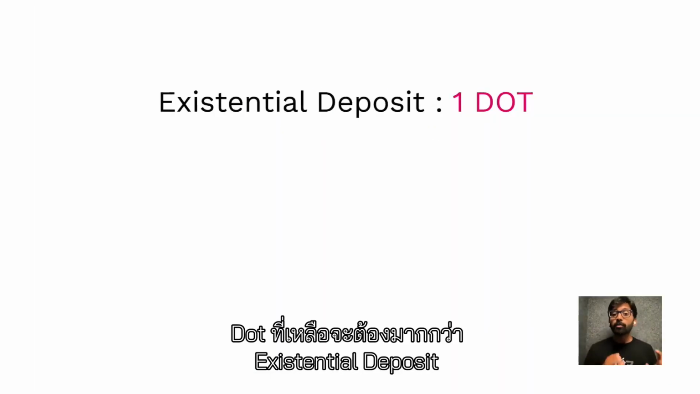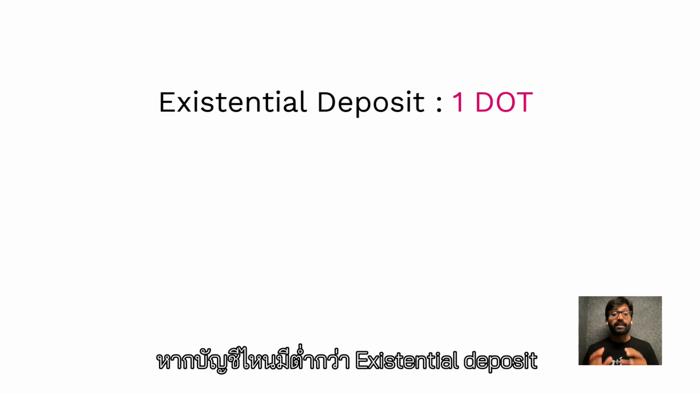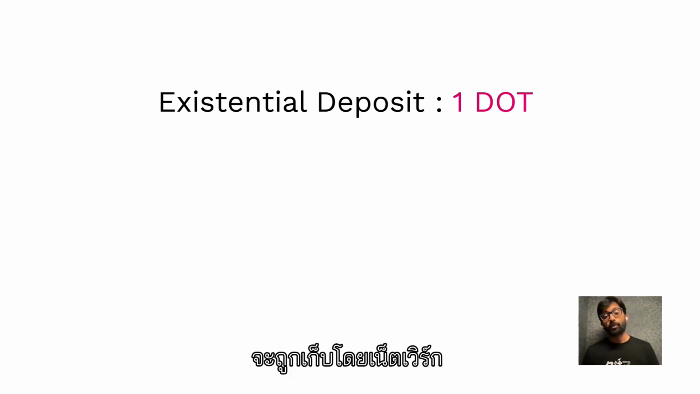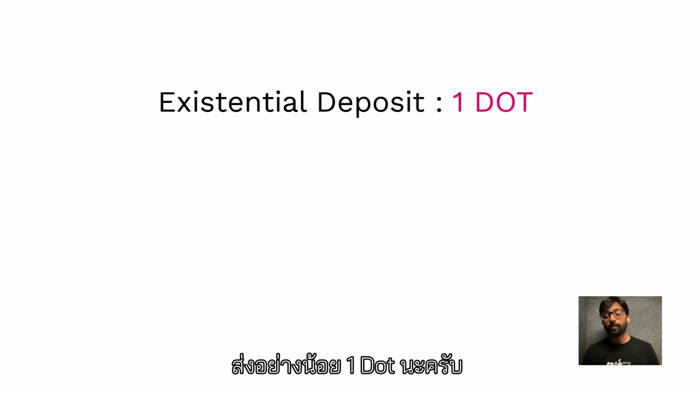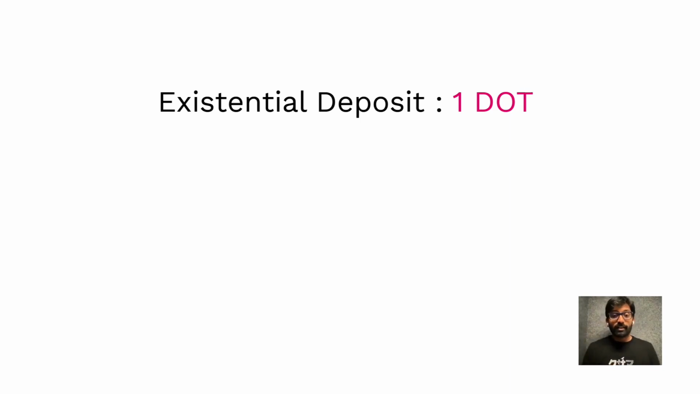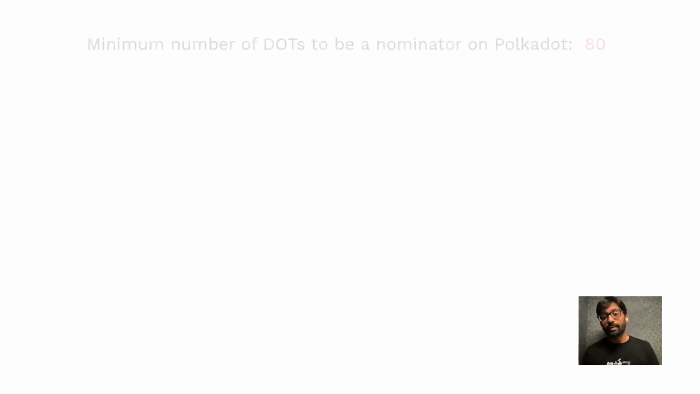One important thing to note here is that the account balance should always be greater than the existential deposit. In Polkadot, the existential deposit is 1 DOT. Any account with a balance lesser than the existential deposit will be reaped by the network. So if you are sending DOT to an account with 0 balance, send at least 1 DOT. Okay. All right. Now I'm going to demonstrate how to stake DOT on Ledger Live.